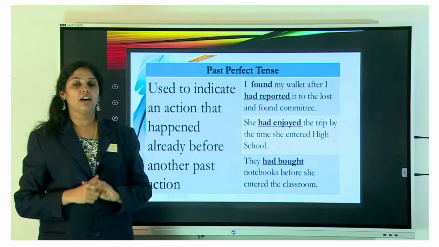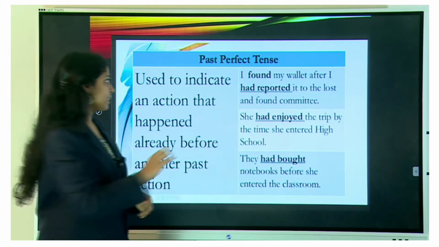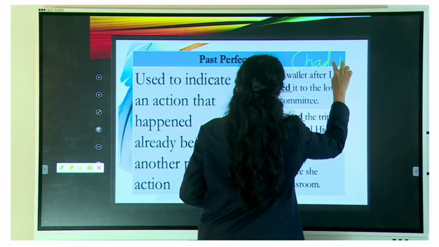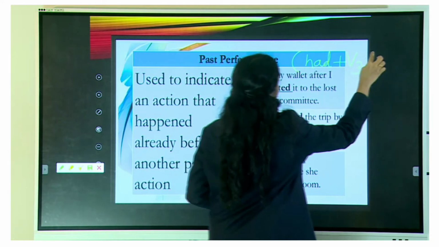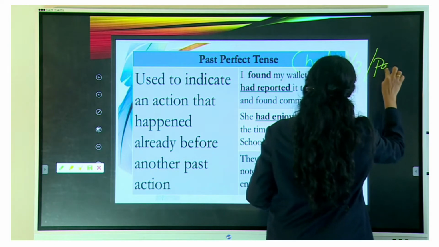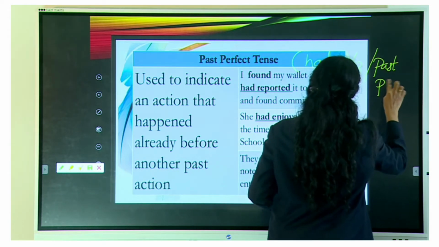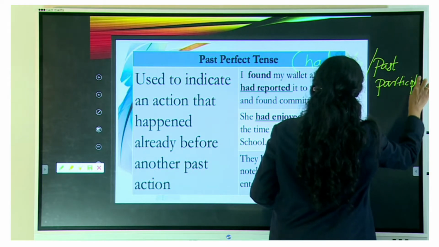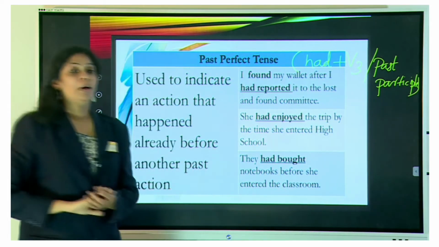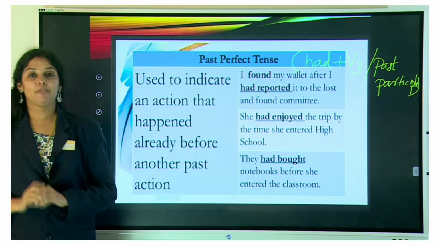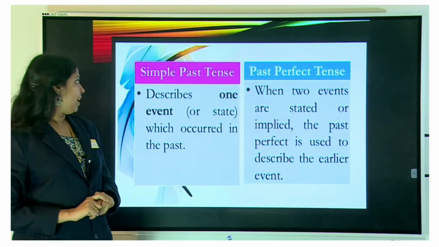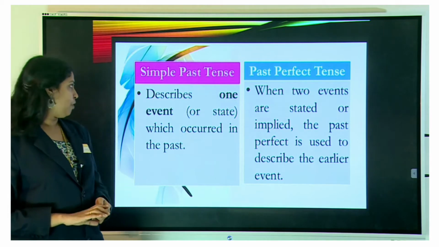The form of past perfect tense is had plus B3. B3 means past participle of a verb. Past perfect tense is otherwise called long past or earlier past. Let us compare and contrast simple past tense and past perfect tense.